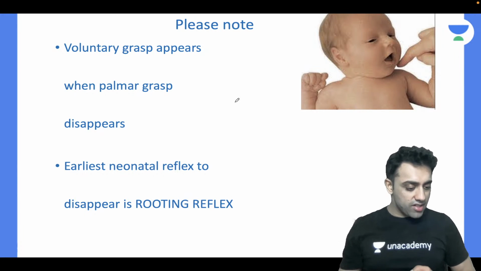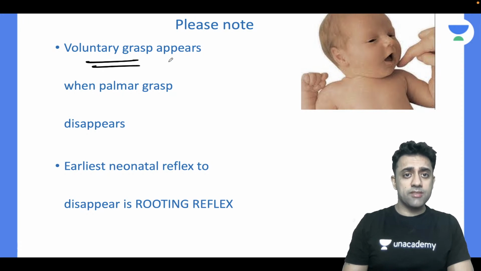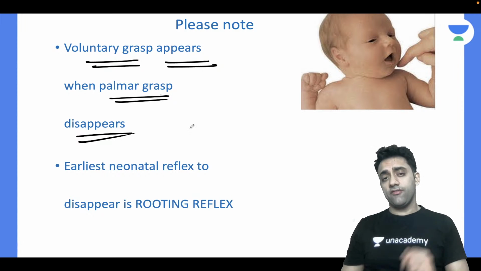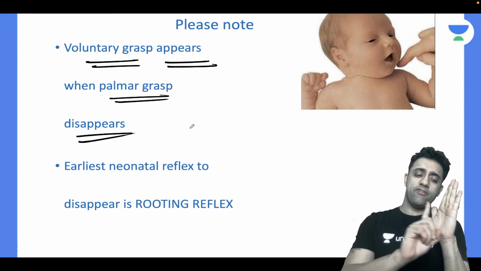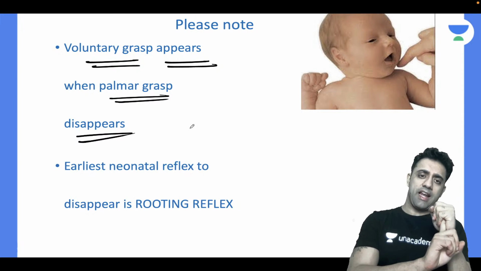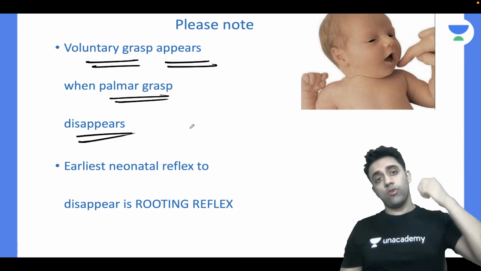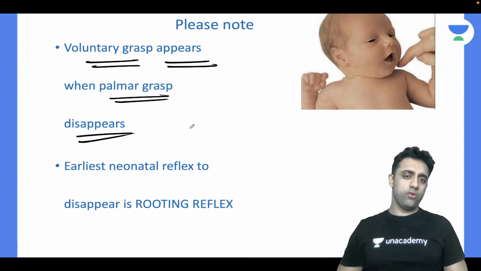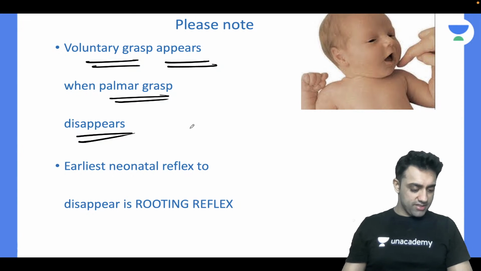And one extra point you need to understand: voluntary grasp appears when the palmar grasp disappears. I told you, the palmar grasp: if I put my finger in the baby's palm, the baby will grasp it. Then this disappears, and the voluntary grasp comes, where the baby holds intentionally.